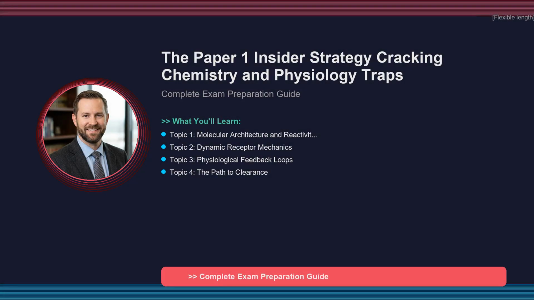Honestly, most Paper 1 pharmaceutical chemistry, pharmacology, physiology, and pathophysiology study guides teach this stuff backwards. Here's what they keep getting wrong, and what to do instead. We're going to look at the structural secrets of drugs, the physiological loops that confuse everyone, and the specific traps examiners set for the unwary. Let's get into it.